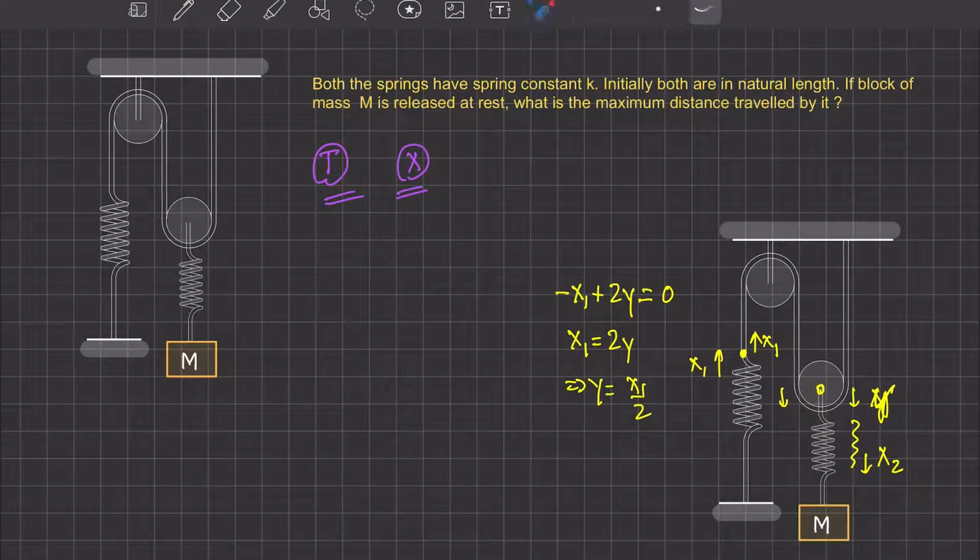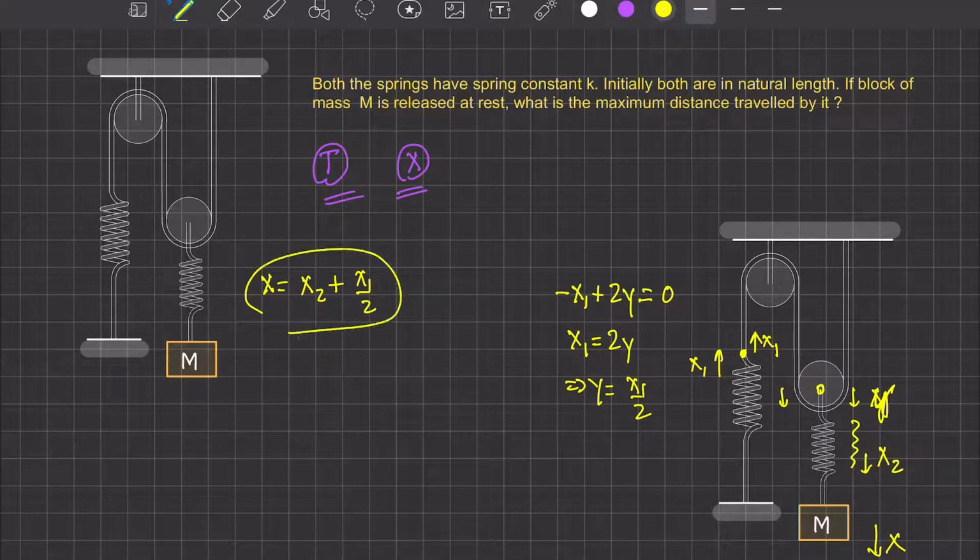What does this mean? That if this point moves up by distance x1, the pulley will go down by a distance of x1 by 2. This much is clear. Now similarly, let's say this spring gets extended by x2. So how much will the mass M move? Let's say M moves down by distance x, then I can write x equals x2 plus x1 by 2. This is the relation for how much distance M moves.